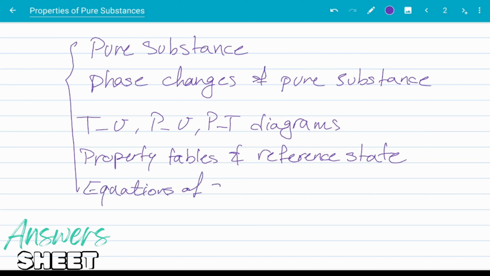And then to wrap the video up, we are going to talk about the equations of state with an emphasis on ideal gas equation.